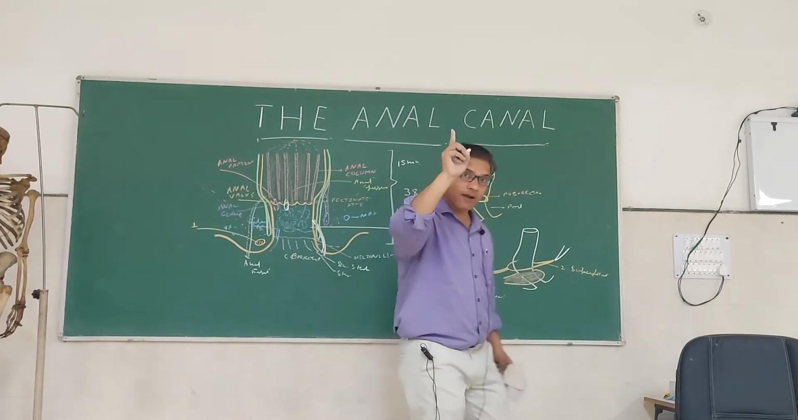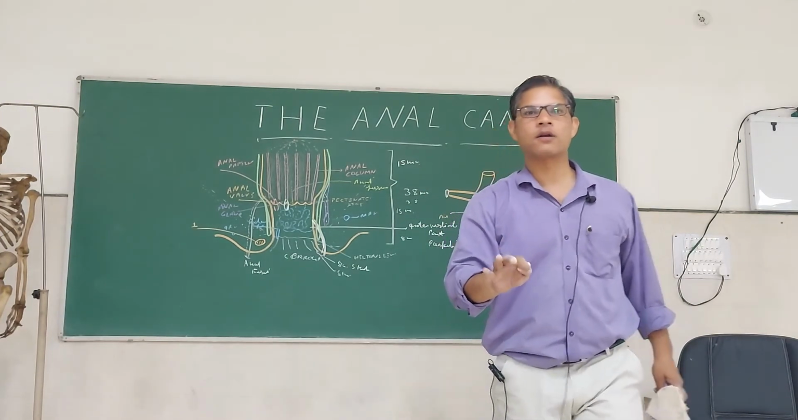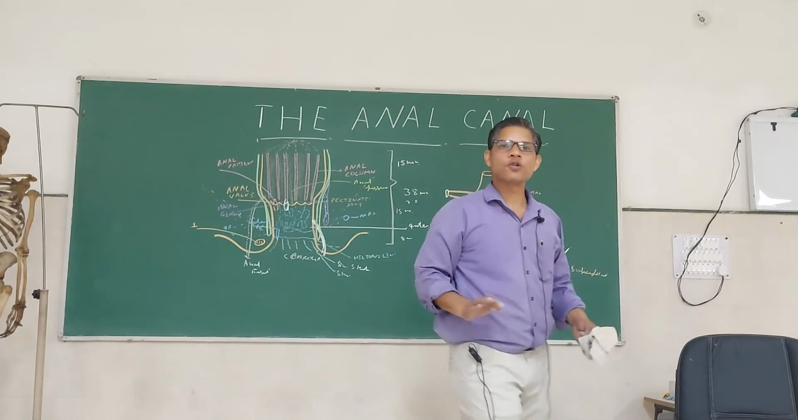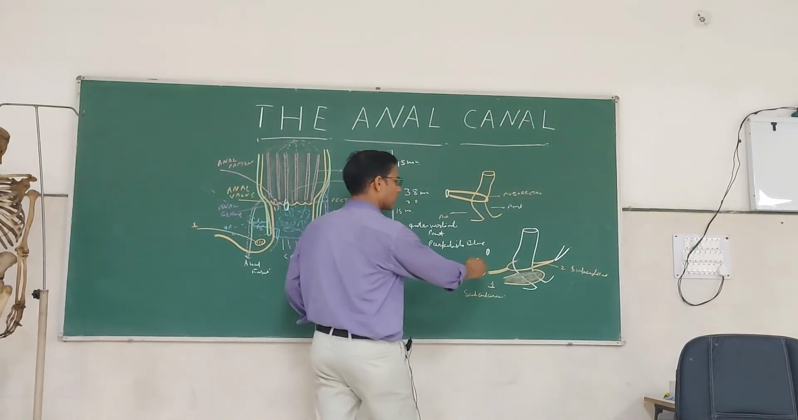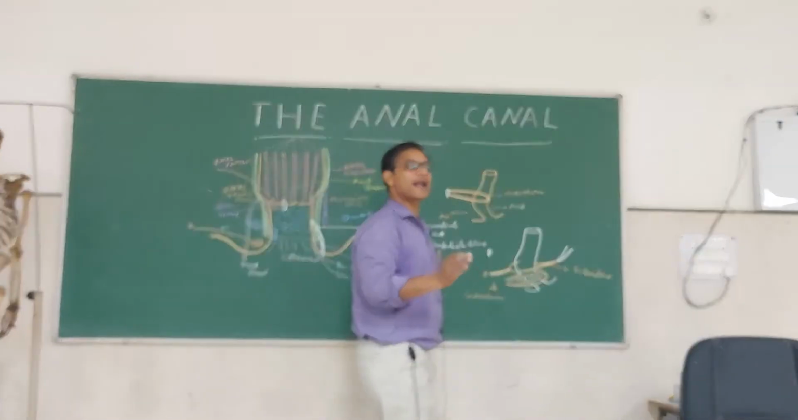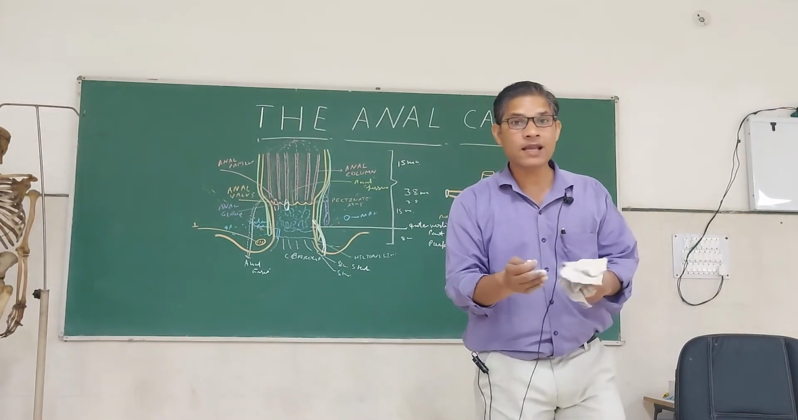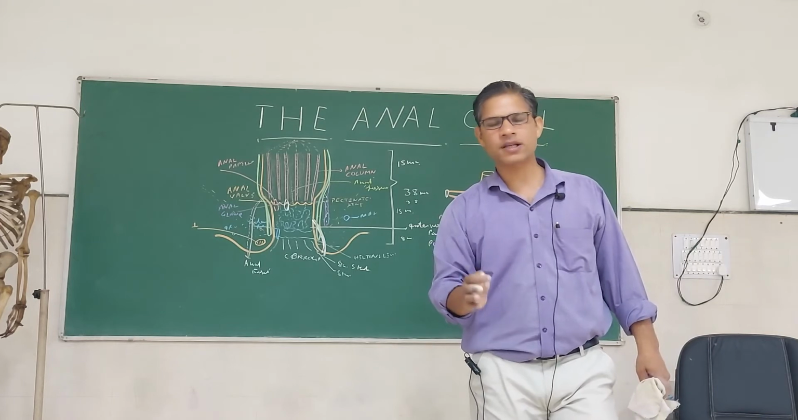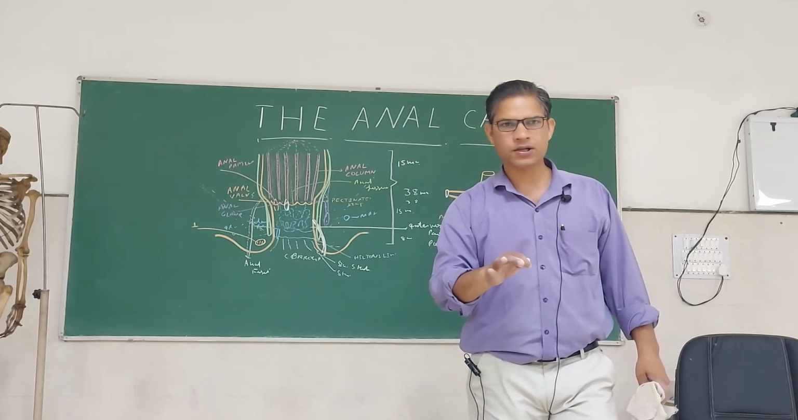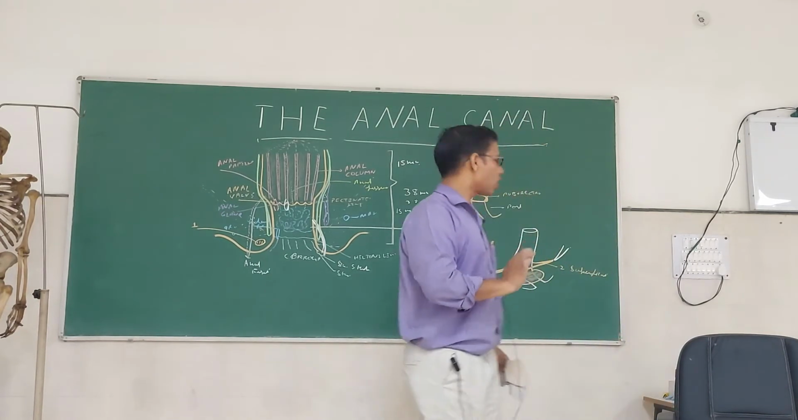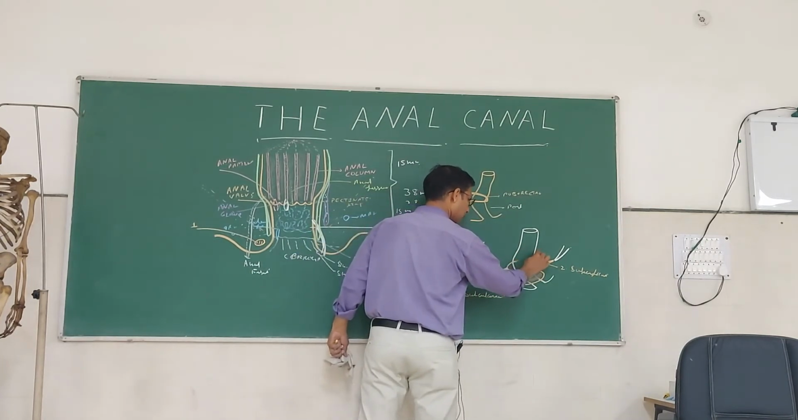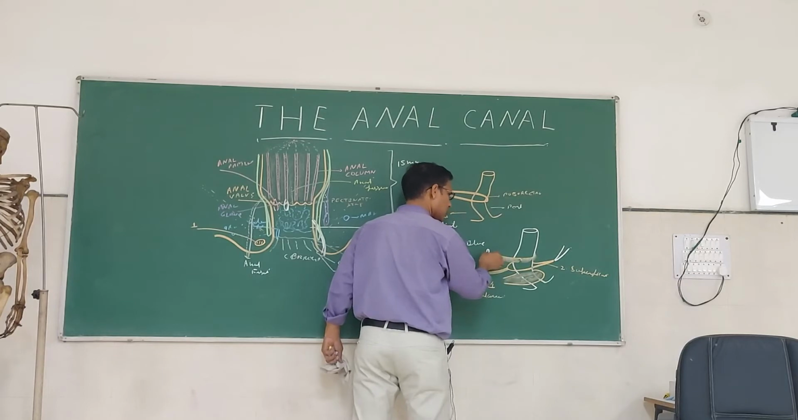I want to remind you, the lowest and most superficial part is the subcutaneous part. The second part is the superficial part, which is elliptical in nature. Posteriorly, it blends with the coccyx, forming the anococcygeal raphe. I talk about this raphe in the posterior relations of the anal canal also.